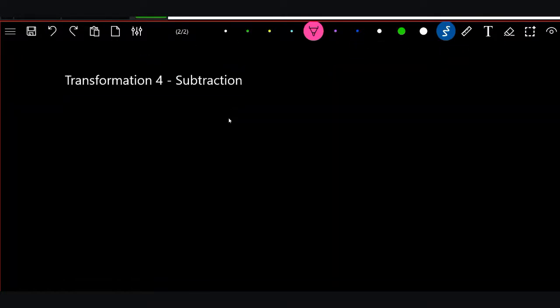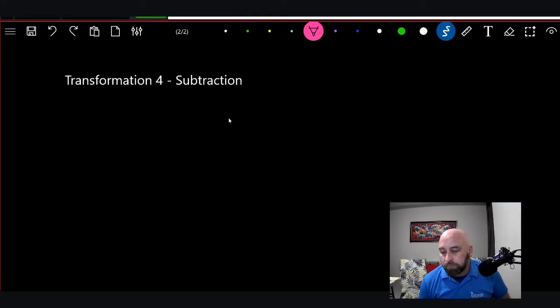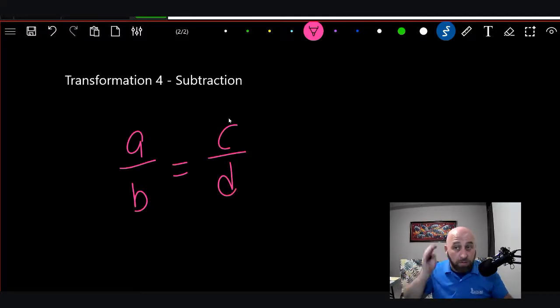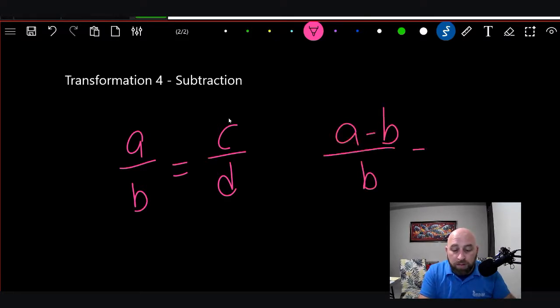Okay, transformation number 4 is subtraction. So if we take A over B equals C over D. All right, there's our one that we keep going back to. What does this mean? Well, with subtraction, it means that we're going to basically just subtract the B term. So we're going to have A minus B over B equals C minus D. Sorry about that. Over D. There we go.